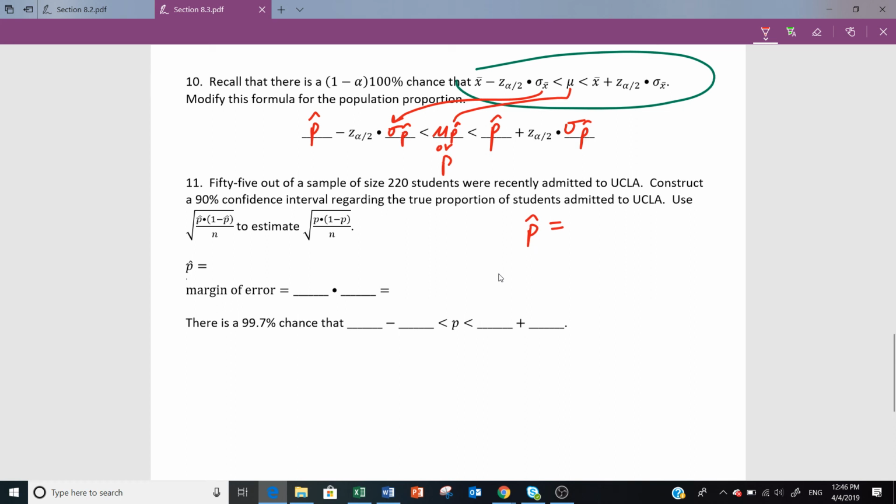0.25. Okay, the answer is 0.25. For 5 credit points, everyone. Okay, how do we find the 0.25? There's 55 people in the sample that were admitted to UCLA out of 220 total, and then we'll make the confidence interval next class. How do you know the standard deviation?